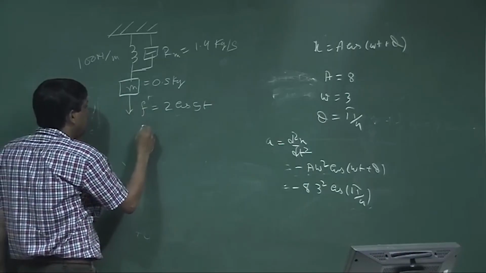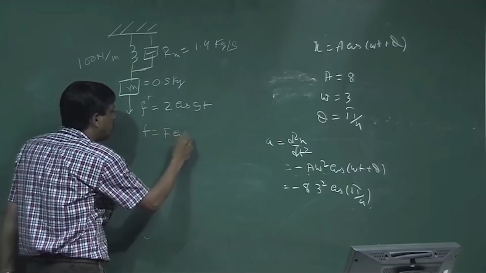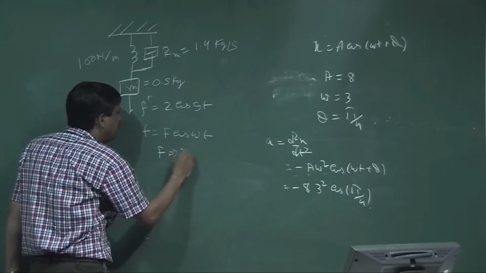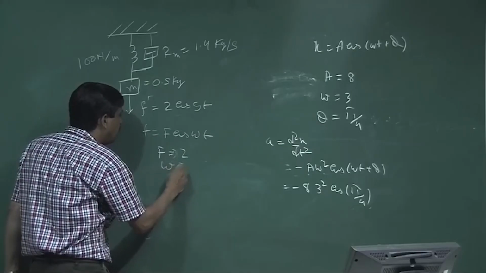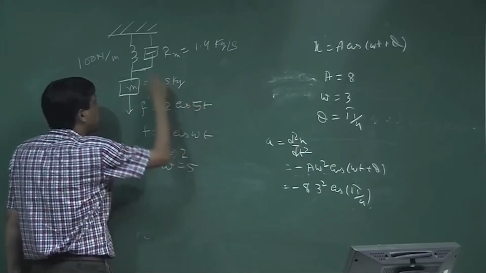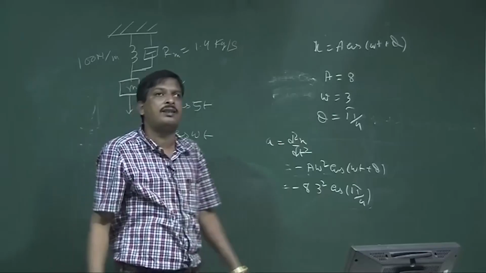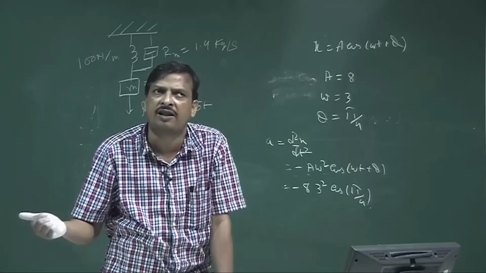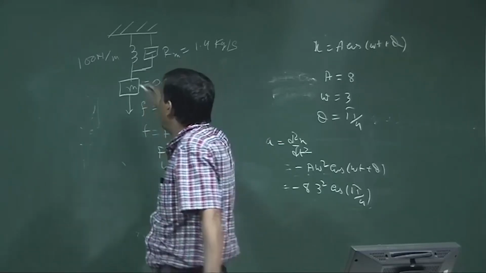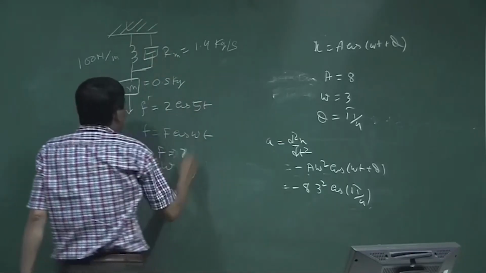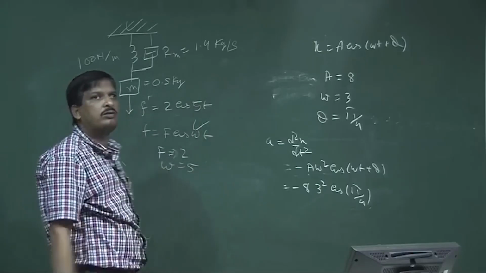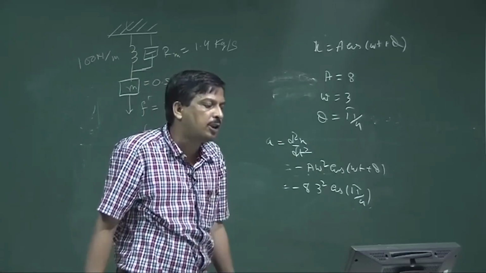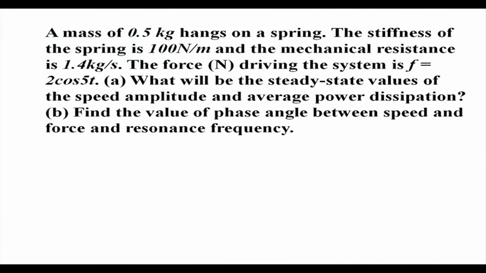So, F is F cos omega t. So, the amplitude of F is equal to 2 and omega is equal to 5. If this mechanical oscillation is in steady state, I have not considered the transitory part. That means the frequency of oscillation of the mechanical system is equivalent to the frequency of the force. So, what will be the steady state value of the speed amplitude and average power dissipation?